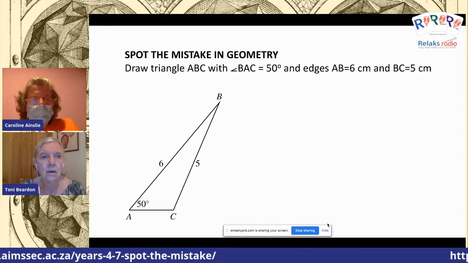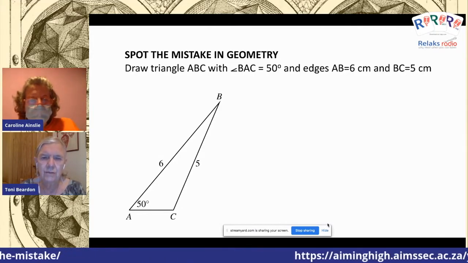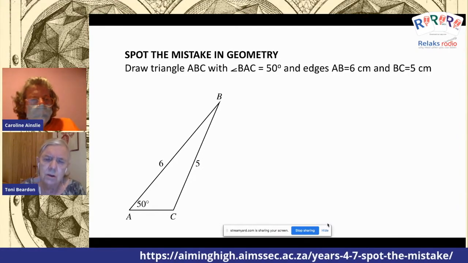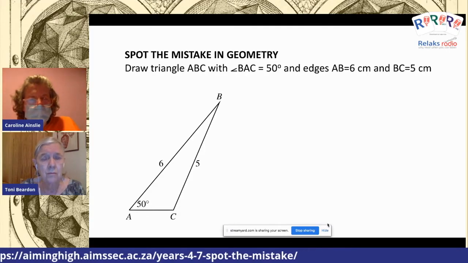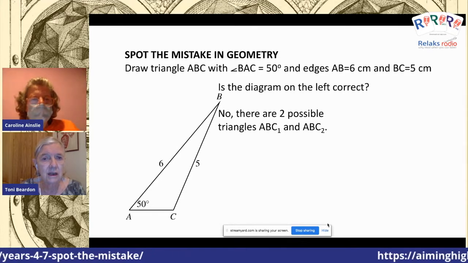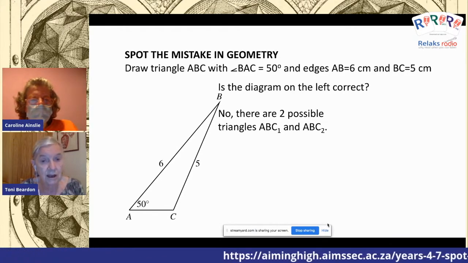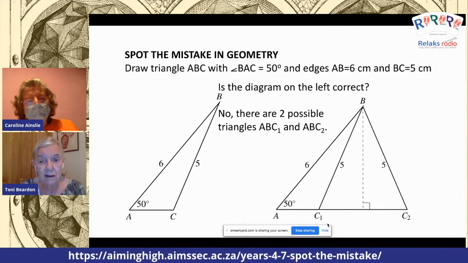Right, go ahead. Okay, well, that's as far as it goes. It's a solution. Looks right to me. You've got 6, you've got 5. It's doing what it says in the question. But that's not all there is to say, because there are two possible solutions, and here they are.